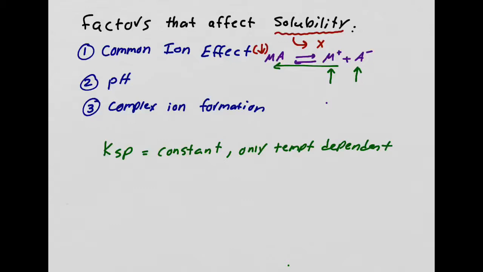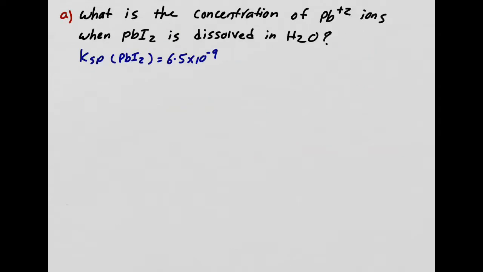Now, what are we going to do? Let's do a couple of practice problems. Here is our first practice problem. What is the concentration of Pb2+ ions when PbI2 is dissolved in water? So PbI2 is dissolved in water. This is nothing fancy we've never seen before. PbI2, lead iodide, is my slightly soluble solid, mainly insoluble. So I'm going to write the equilibrium. PbI2 will break down into Pb2+ and 2 I minus.